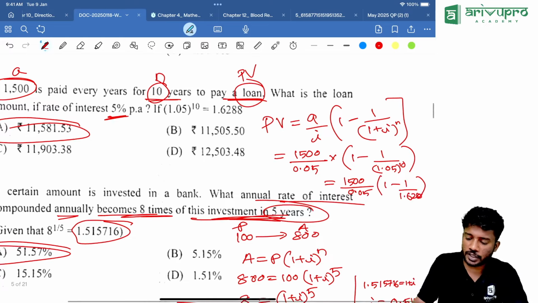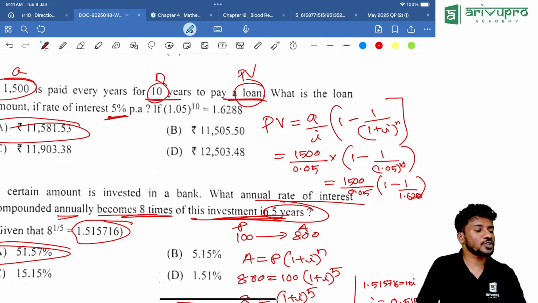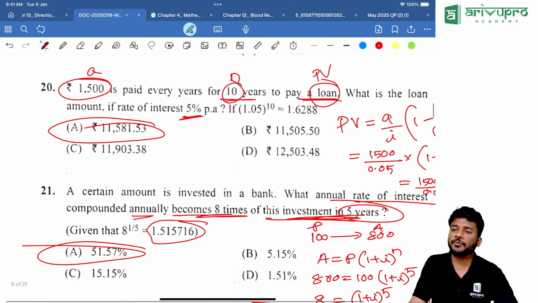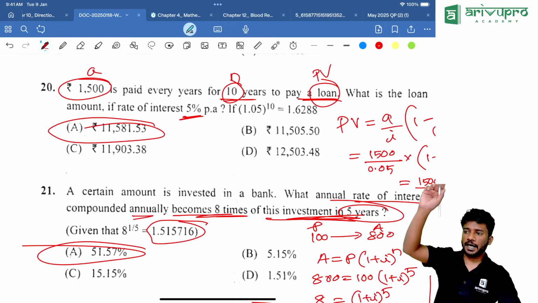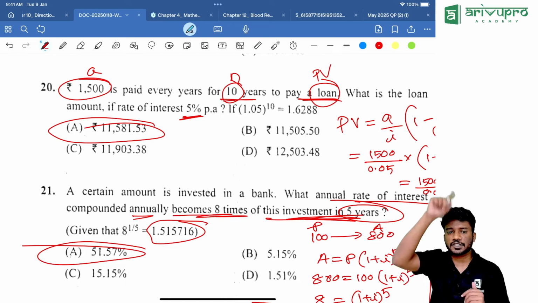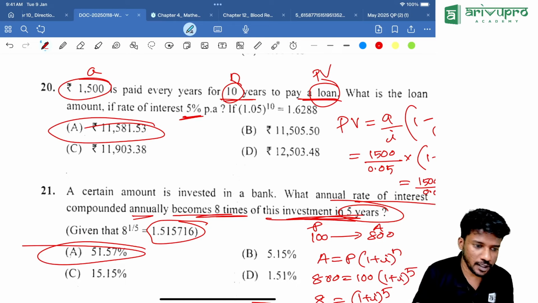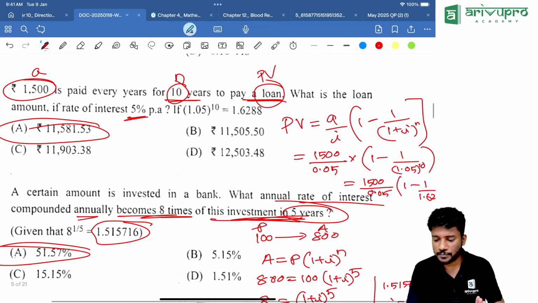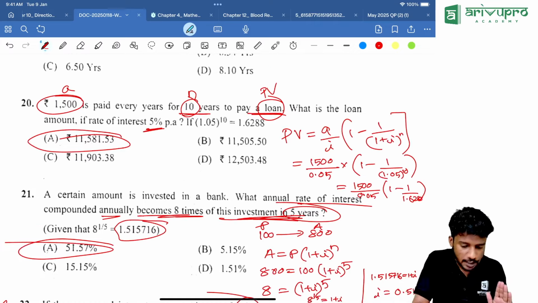Get me the answer. You got it as option A. Or you can use GT method. How do you use GT method? Type 1.05, then click divide equal to 10 times, then click GT, multiply into 1500. That way also you will get the answer. Very direct. Yes.